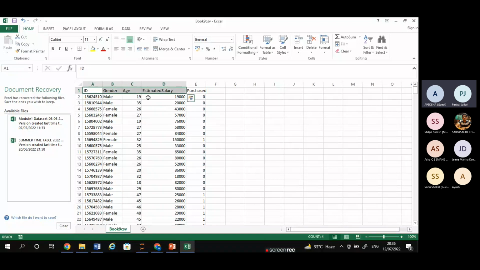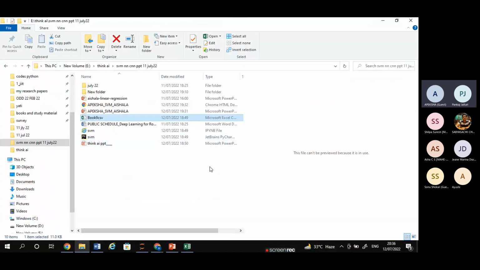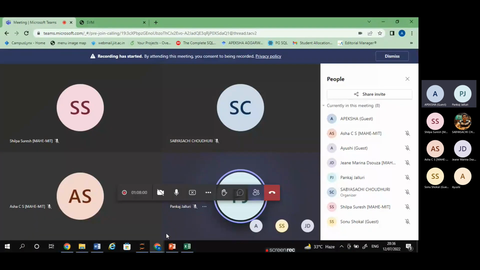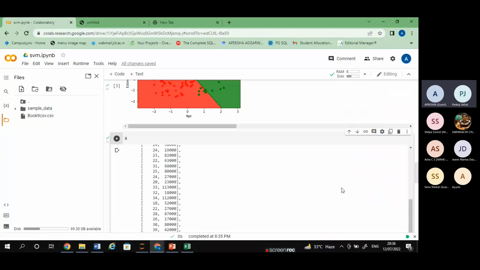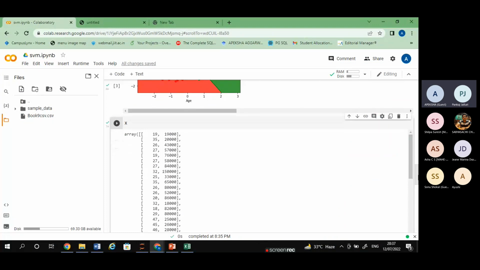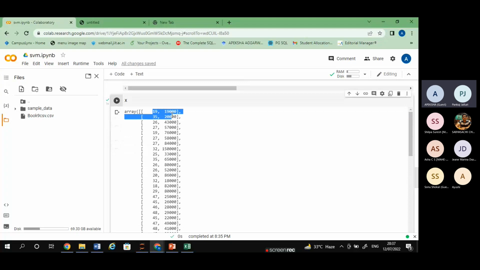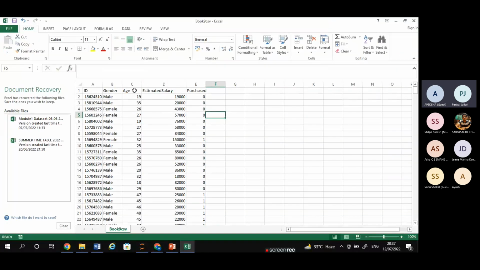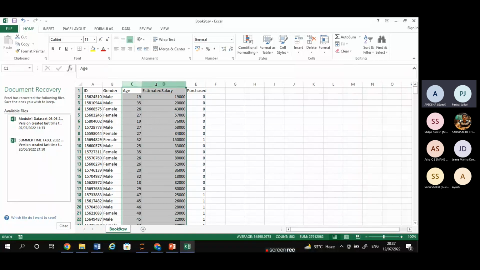So these all are actually features. So I have taken this one and this one as input, and this is the purchase one. Okay, now let's have a look at the code. So this is the x array. If I print it out, this is the 19 and 19,000, which is x and which is y. Actually this is the age and this is the estimated salary. Okay, x and y. Actually I have taken this one.